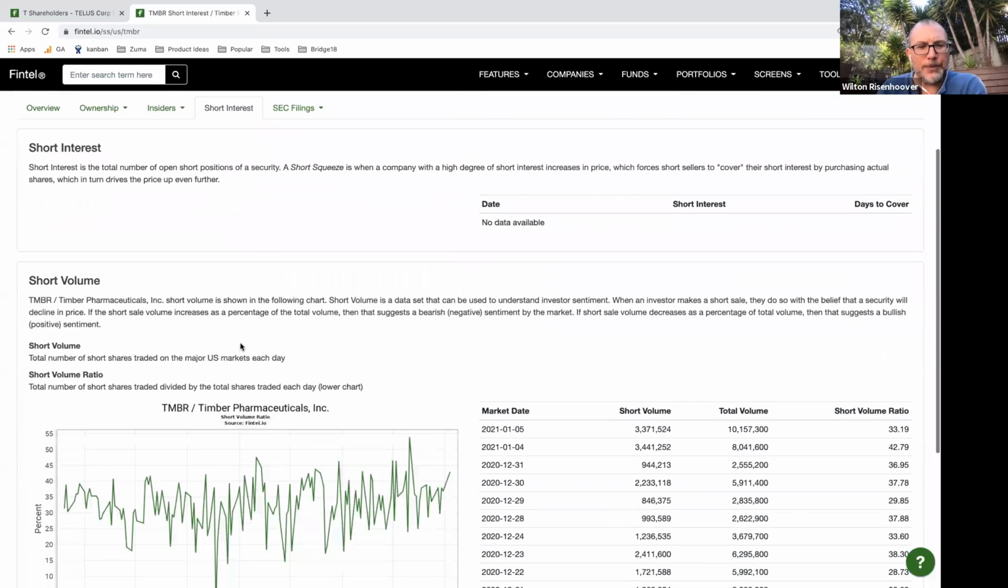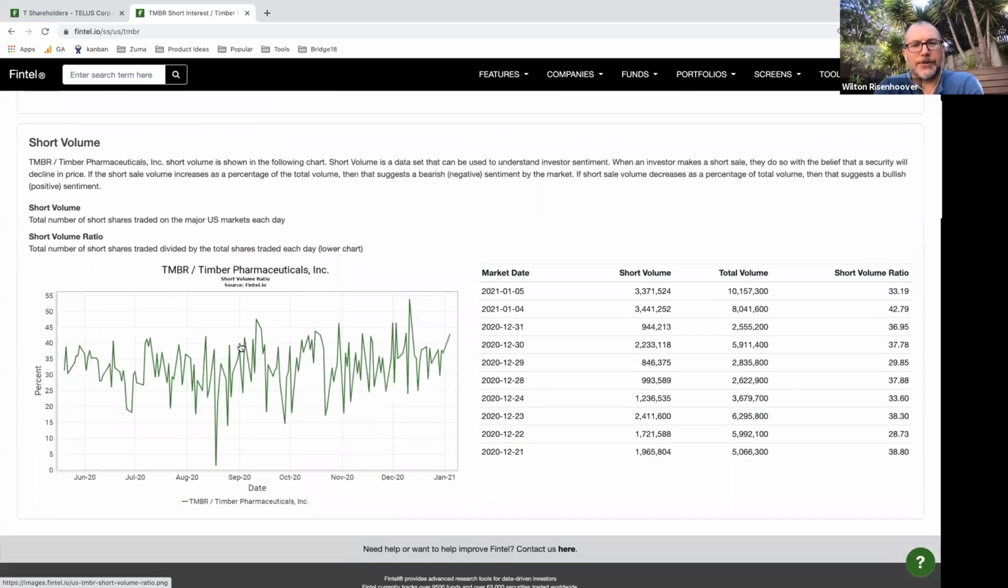Short volume: a lot of people trade short volume because it's released on a daily basis, and it shows you short sale volume. This basically tells you the number of short sales, the number of trades, the number of shares that are tagged as short sales on any given day. The markets track this, and we get this from FINRA.